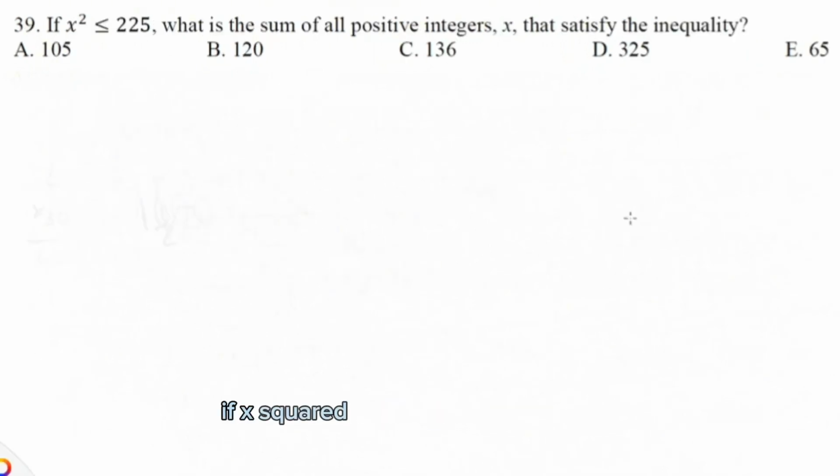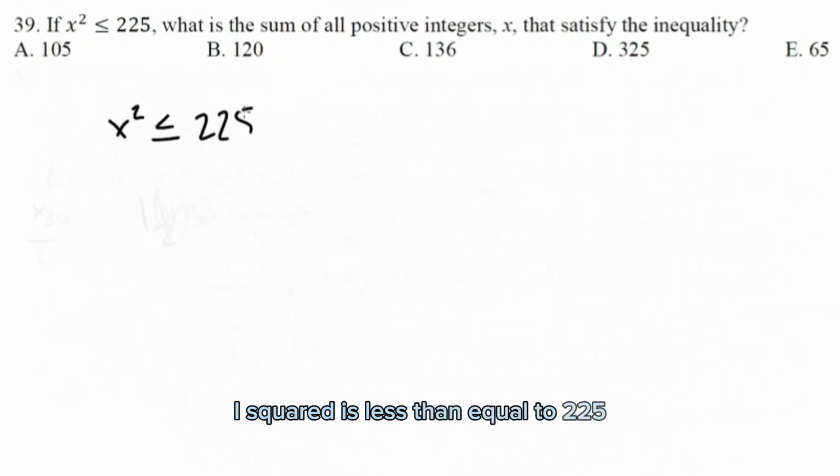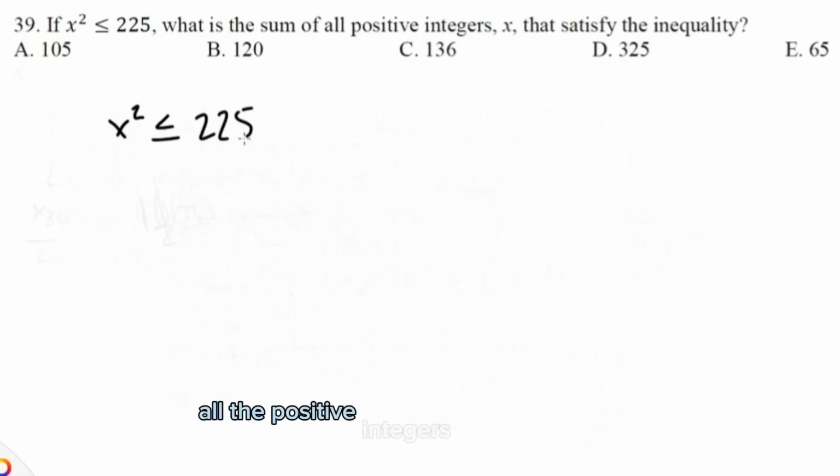Next, number 39. If x squared is less than or equal to 225, what is the sum of all positive integers x that satisfy the inequality? Alright, so this problem we have x squared is less than or equal to 225. And we're trying to find all the positive integers that satisfy this inequality with the sum of all of them, which means you would add all of them.